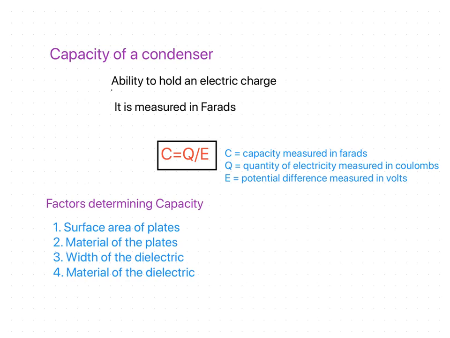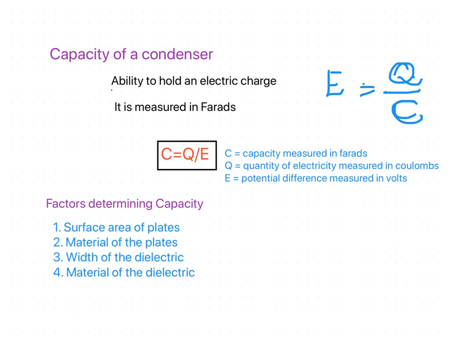Okay, so as we know, the potential difference between any two plates is directly proportional to the quantity of electricity and inversely proportional to the capacity of the condenser. If you want to calculate the capacity, then it becomes C = Q/E, where C is the capacity measured in farads, Q is the quantity of electricity measured in coulombs, and E is the potential difference measured in volts. So what are the factors determining the capacity?